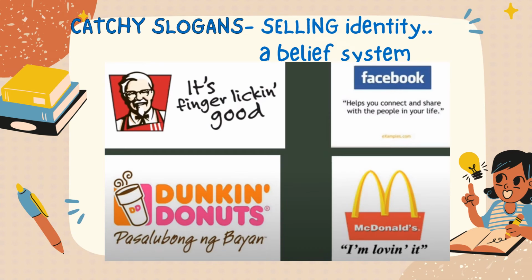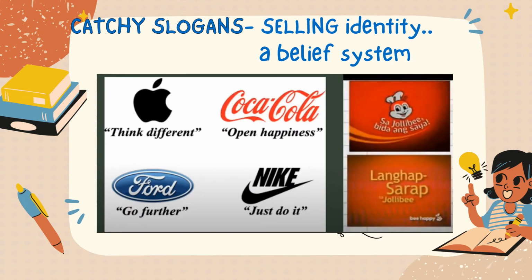And we have also the catchy slogans. These are selling identity or a belief system. Just like this one, it's finger good. Think different. Open happiness. Go further by Ford. Nike, just do it. And the langhap sarap, of course, is the charity.